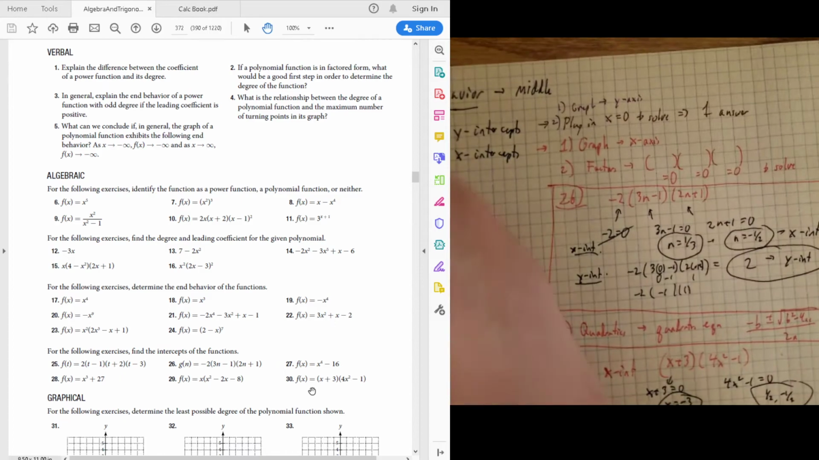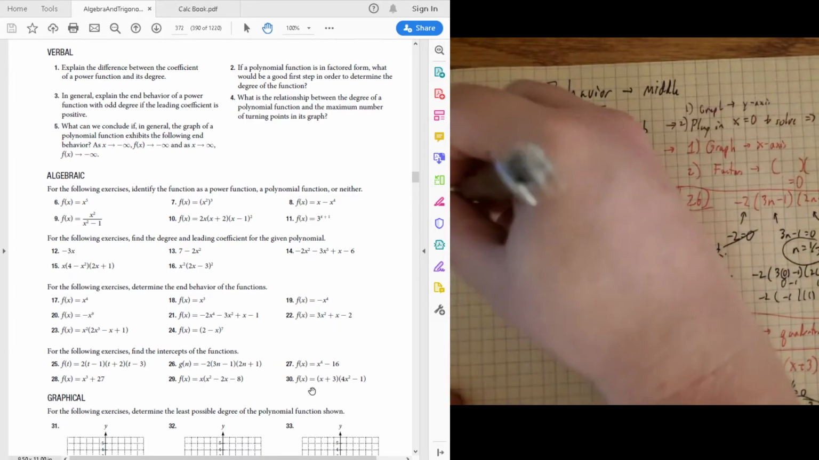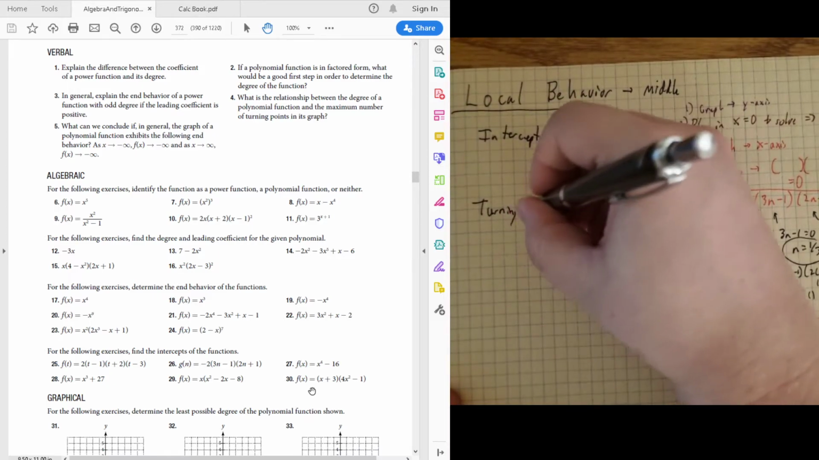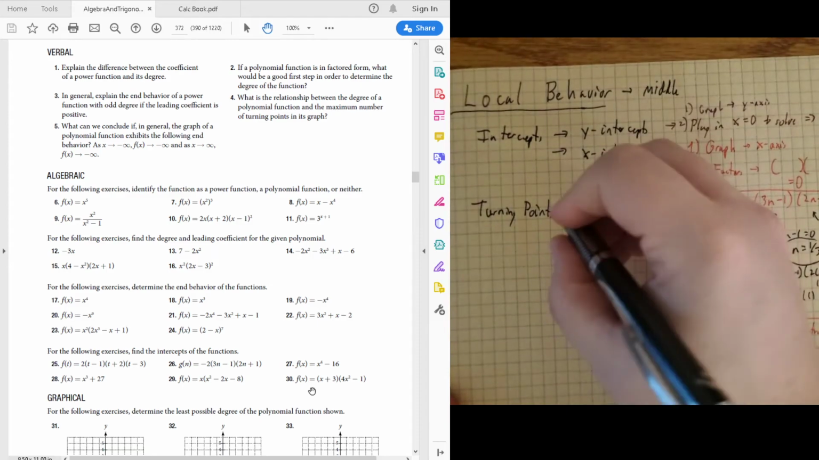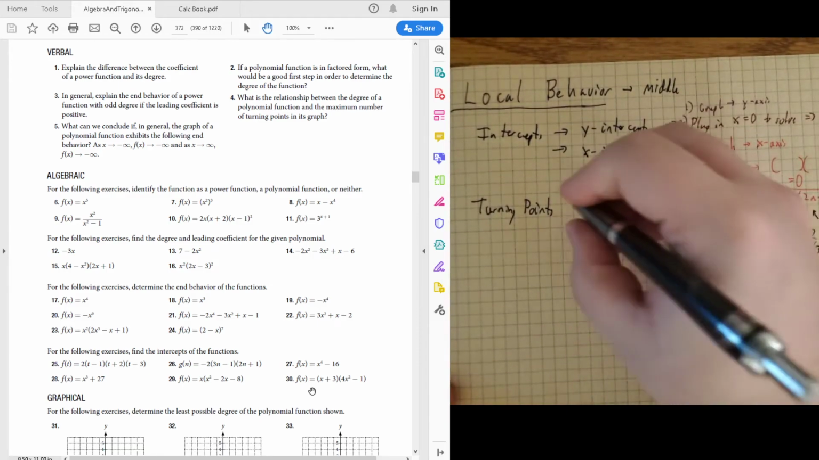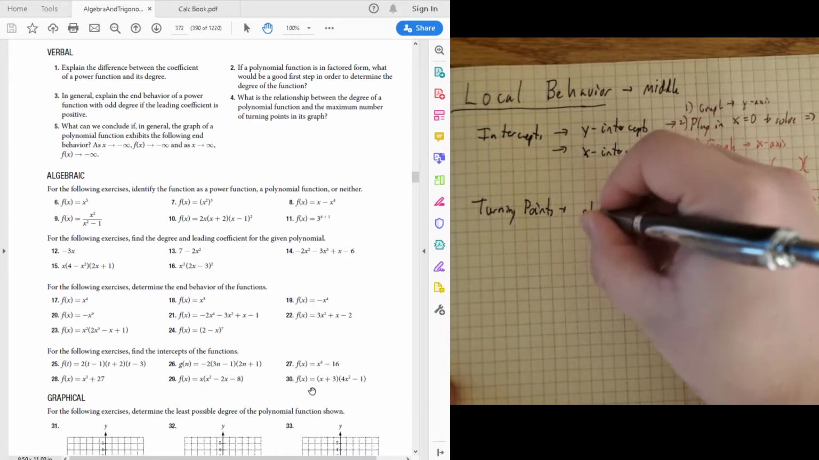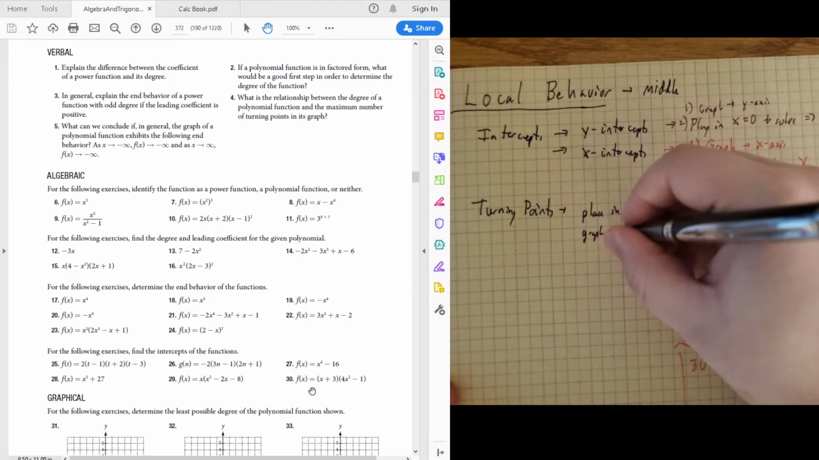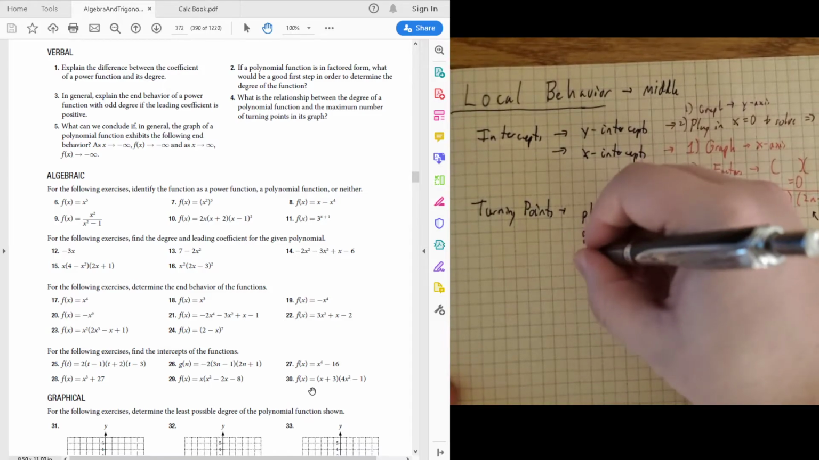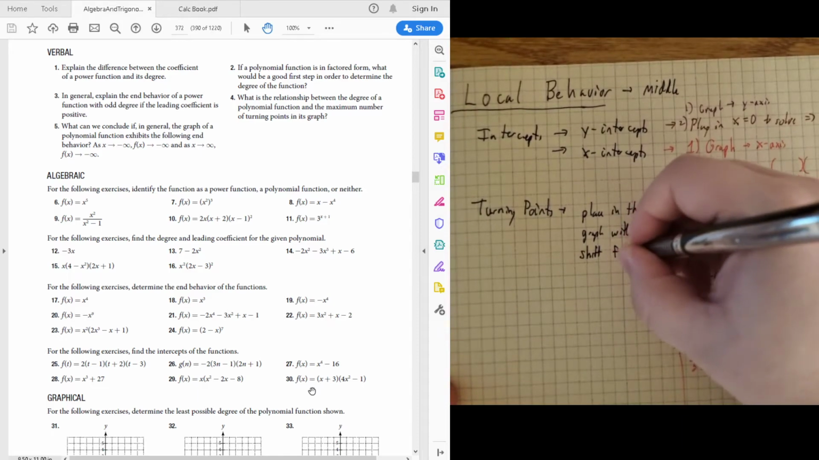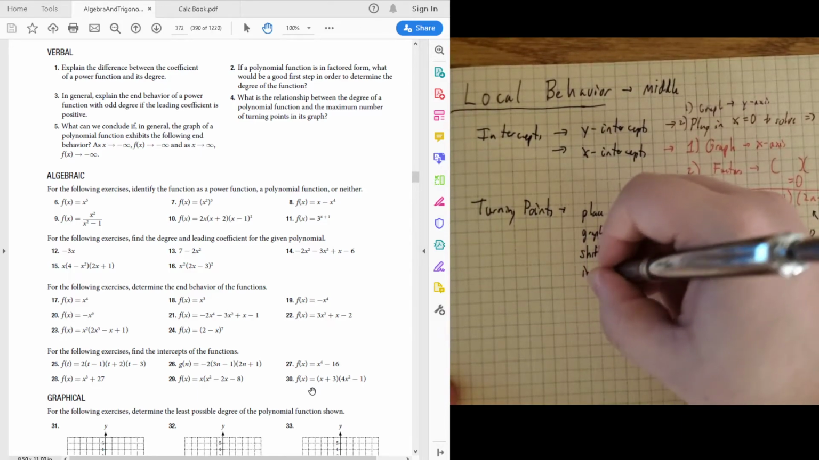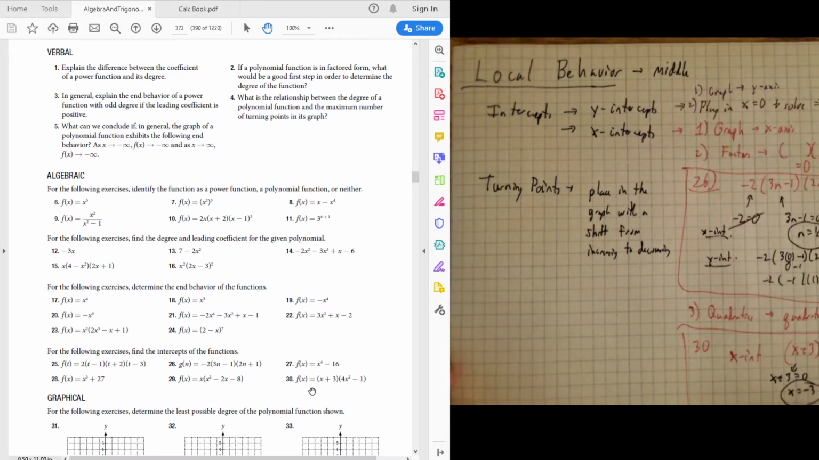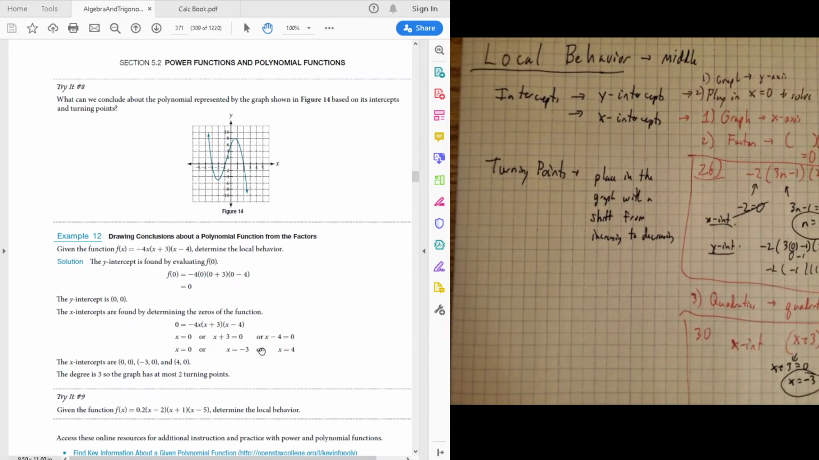Besides intercepts, there's one more thing we can talk about. And these ones are called turning points. A turning point is a place in the graph with a shift from increasing to decreasing. It's easier to explain a turning point with a picture, so let's look at the book.